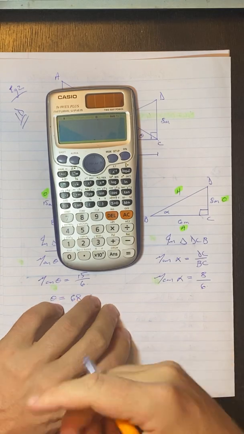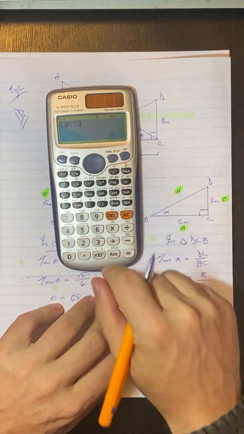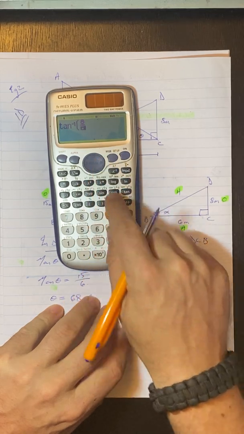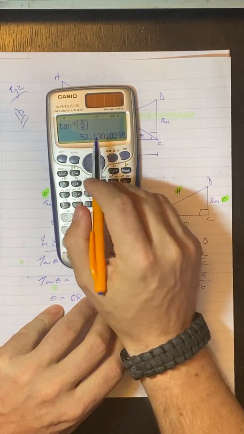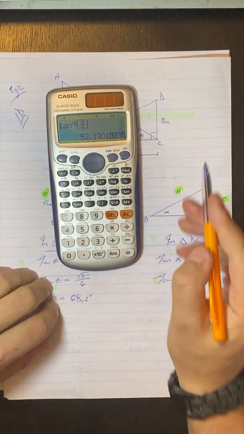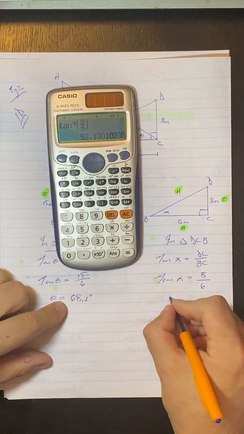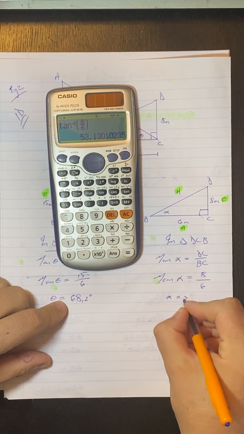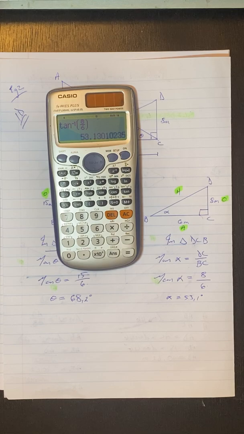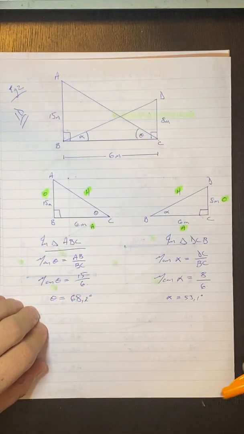Remember, we go shift tan to get the angle, shift tan, and we've got 8/6. And we round this off to 1 decimal place, so it's 53.1. Alpha is equal to 53.1 degrees. Okay. Question B, determine the length of each rope.